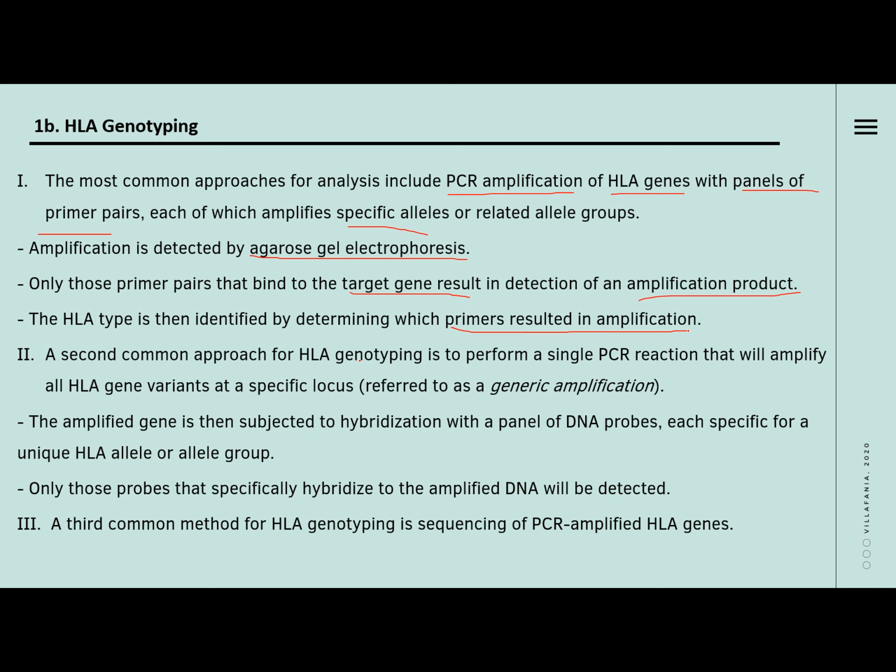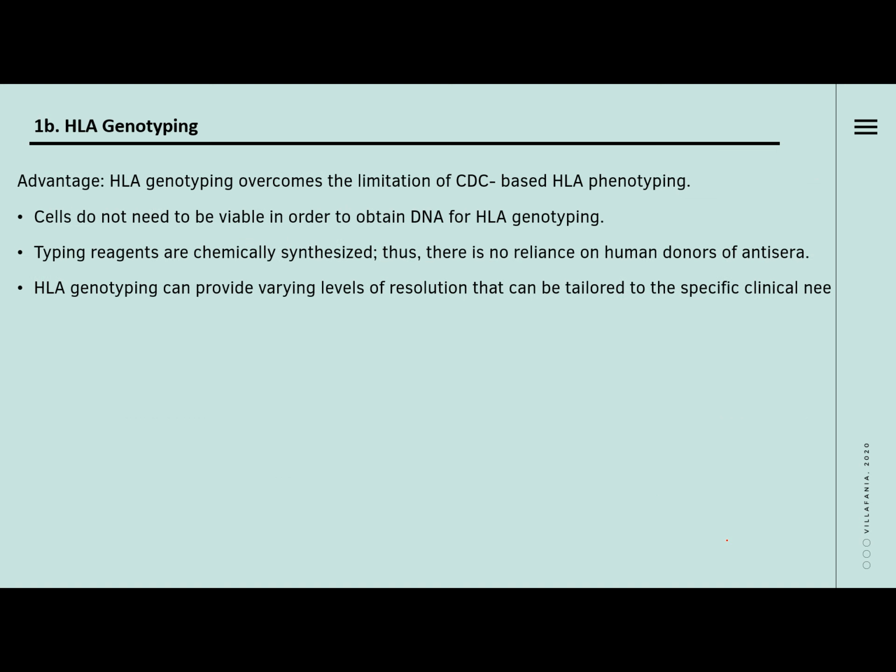A second common approach for HLA genotyping is to perform a single PCR reaction that will amplify all HLA gene variants at a specific locus. The amplified gene is then subjected to hybridization with a panel of DNA probes, each specific for a unique HLA allele or allele group. Only those probes that can specifically hybridize to the amplified DNA will be detected. A third common method for HLA genotyping is sequencing of PCR amplified HLA genes.